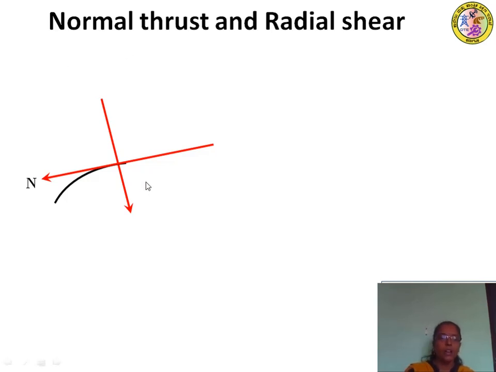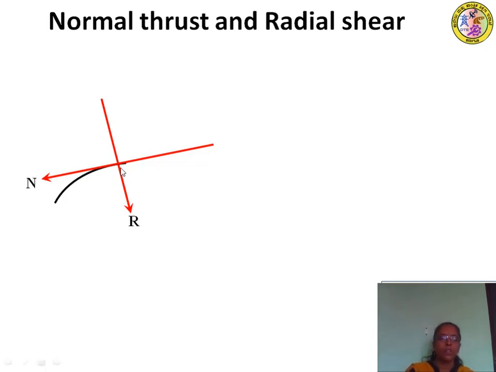If you draw a perpendicular line to this tangent, that gives the direction of radial shear. So this is the direction of radial shear. Let us name it as N and R: N for normal thrust and R for radial shear.